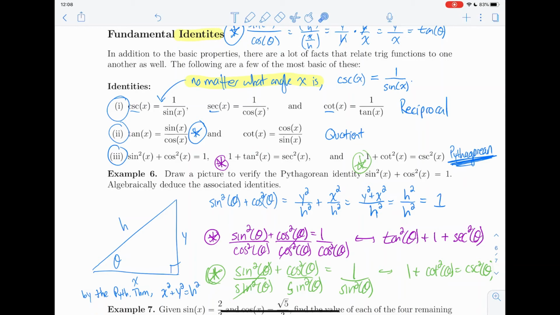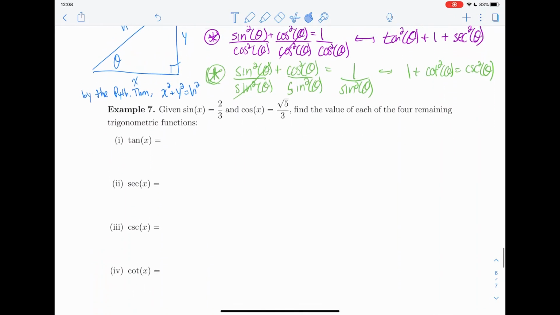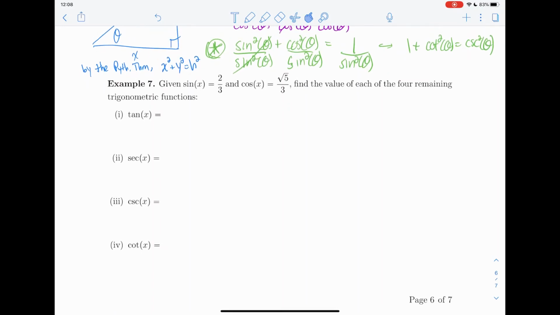Now, why could these be useful in some way? Well, let's take a look at some examples and we might see some use. So here we're given a sine and a cosine. And we don't know what angle this is, but apparently for whatever angle this is, angle x, the sine is 2/3 and the cosine is √5/3. It turns out that as long as you know two of the trig identities at an angle, you can find the four remaining values. Notably, we still do not know the angle, and in fact, we probably will never know the angle. But these identities give us enough information to work off of.